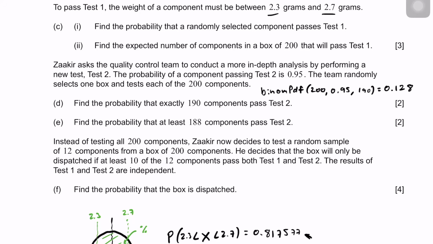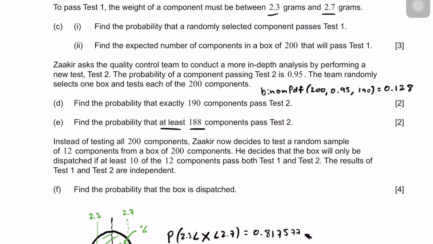All right, moving on to part E. Find the probability that at least 188 components pass test 2. In this case, we have a range of values, at least 188 components. So essentially, we want this to be 188 or more, so 188 all the way to 200. In this case, we still have a binomial. We still have a set number of trials, a probability of success, and then a range of successes. So let's go back to the calculator.